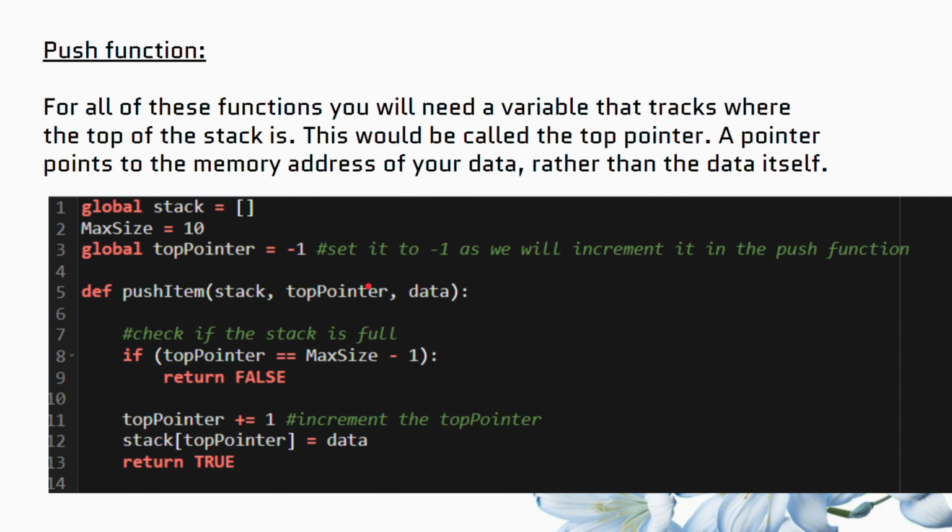Why do we set it to -1 instead of 0? Well, that's because we're going to increment it by 1 before we actually add data to it. And the reason why we set it to -1 is we're going to think about that more when we're trying to pop items.